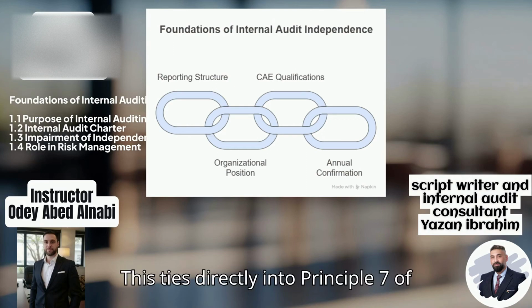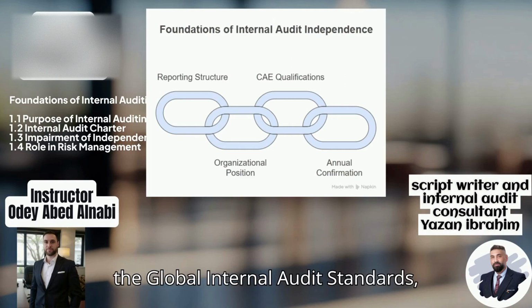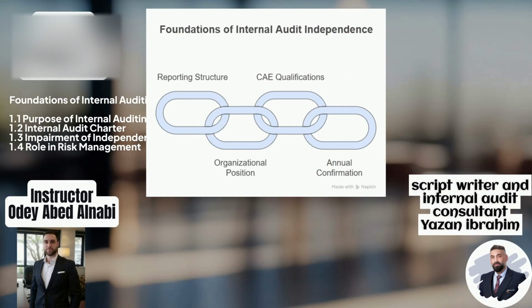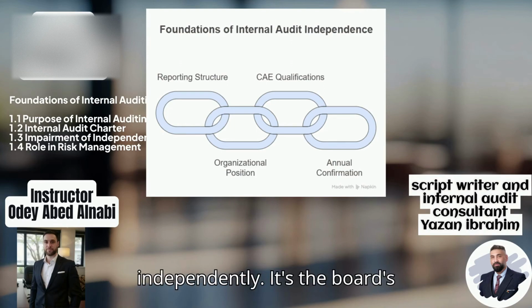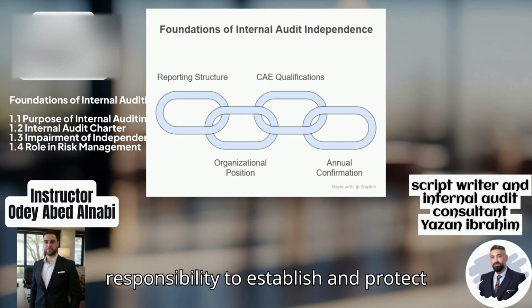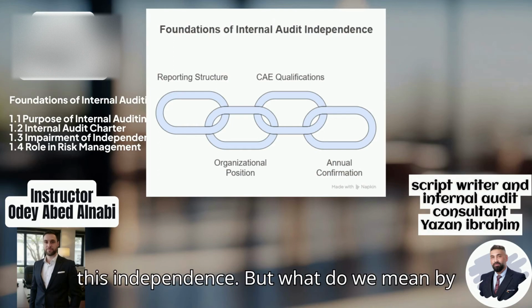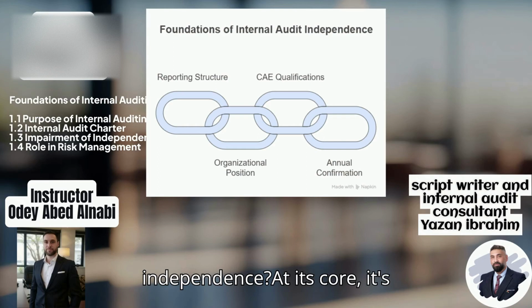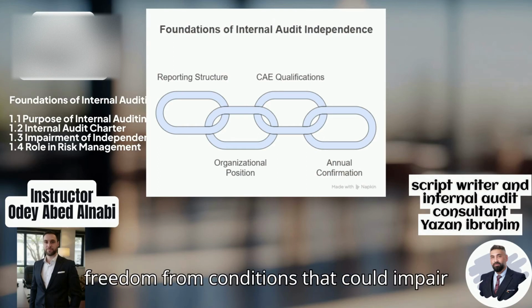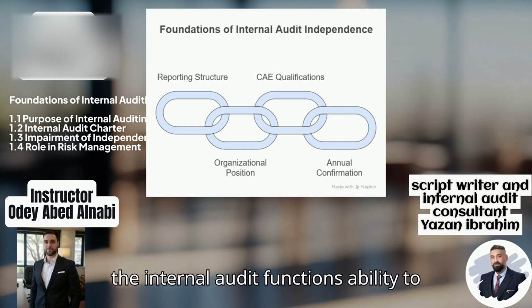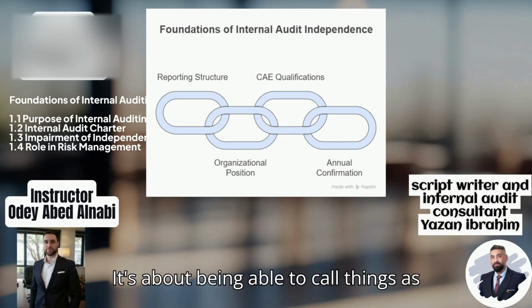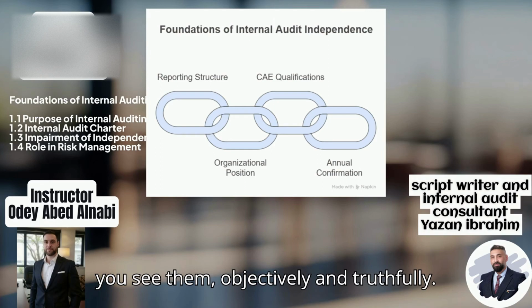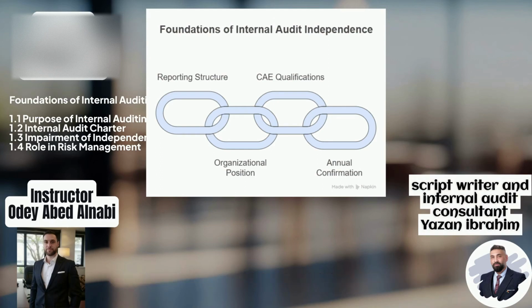This ties directly into Principle 7 of the Global Internal Audit Standards, which emphasizes that the internal audit function must be positioned independently. It's the board's responsibility to establish and protect this independence. But what do we mean by independence? At its core, it's freedom from conditions that could impair the internal audit function's ability to perform its duties without bias. It's about being able to call things as you see them, objectively and truthfully.